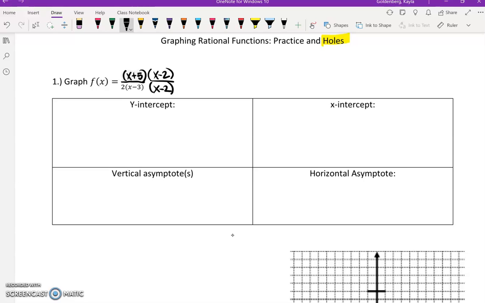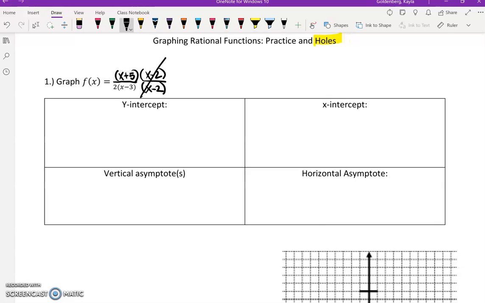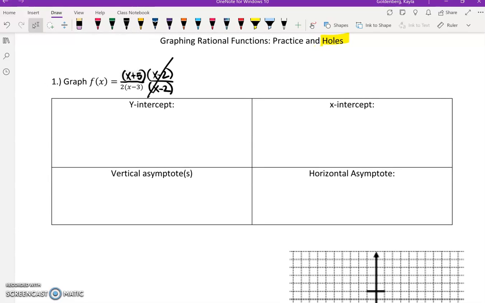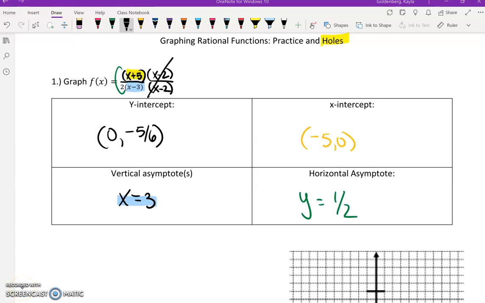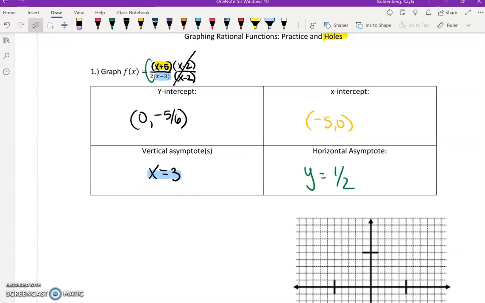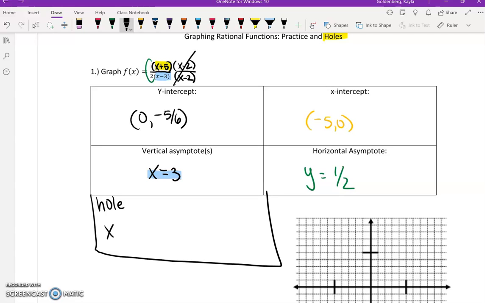What you would do for your details here is you would cancel these out and you would ignore them, right, for the y-intercept, the x-intercept, the vertical asymptote, the horizontal. So I'm going to fill in what we had for the original graph. So here are all my original values, right? If I wanted to also show where that hole is, I'm going to add a little spot here for the hole. For the hole, it happens when x is equal to 2.